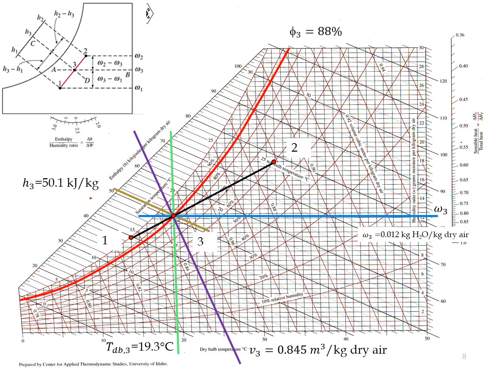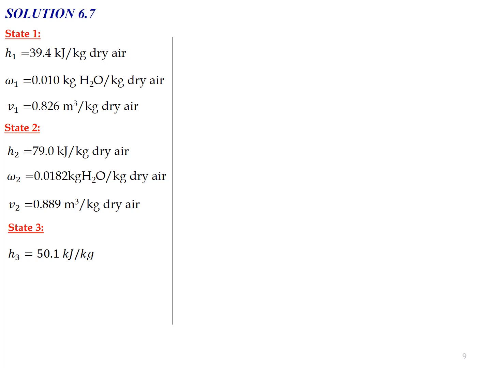Okay, the last one, we need to draw the curve for relative humidity through the intersection point for state number 3. So we'll get the value for relative humidity around 88%. Now state number 1 is complete, where we obtained the values of enthalpy, omega, and also specific volume. Similarly with state number 2.